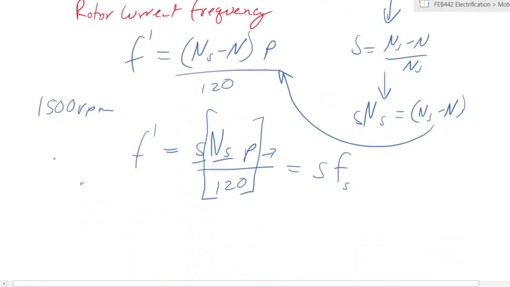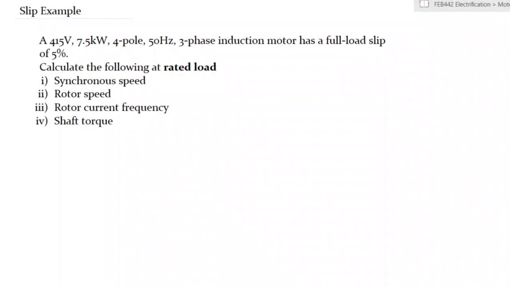So the frequency of the current that flows within the rotor bars is equal to the slip times the frequency of your supply. It means that the frequency in the rotor is equal to 2 to 5% of that in the stator or in the supply, right? So it pulsates at a much slower speed than what is there within the supply, okay?